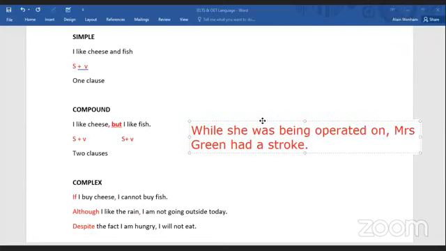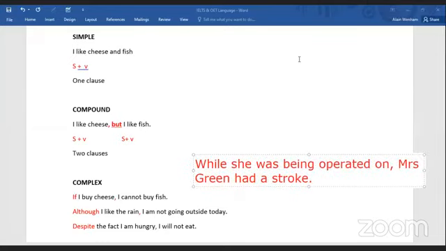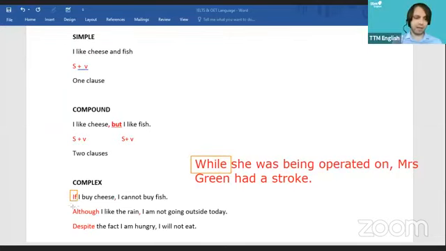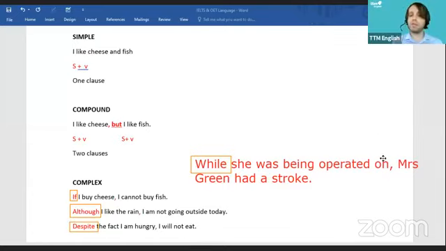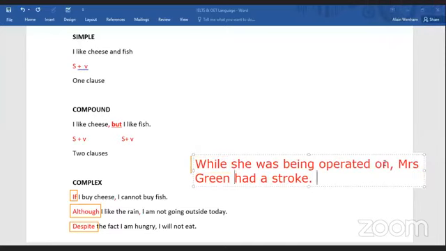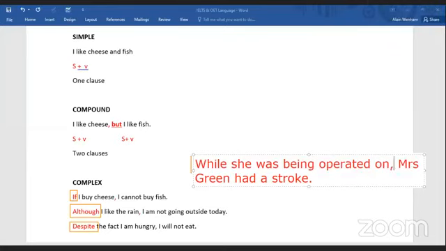Complex. It's complex. Do we all agree it's complex? Of course. Why is it complex? Because of "while." And there is a subject. Good. And if I put in a linker now, I'm making a mistake, right? Yes. If I get rid of the comma, is that right? No. I need the comma to separate.